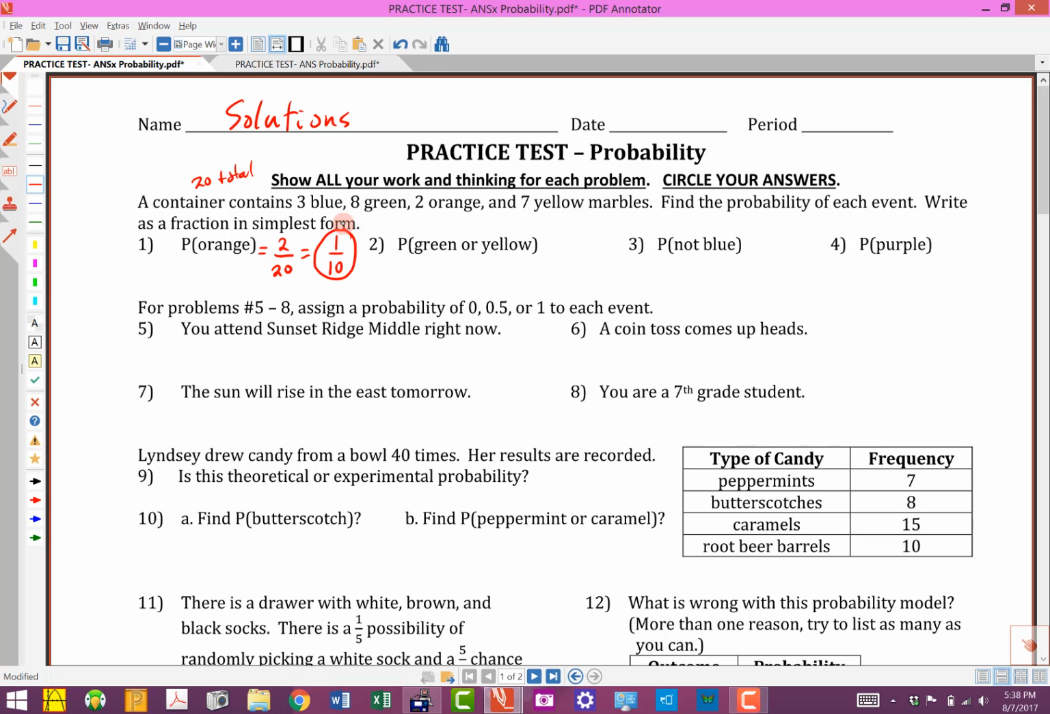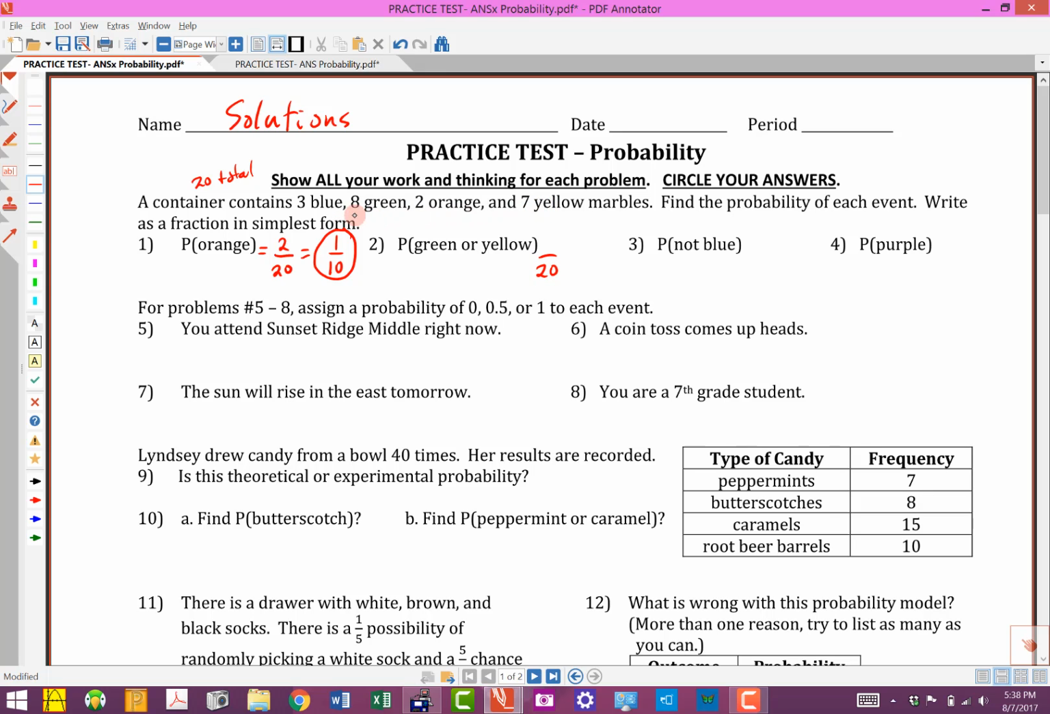And again, just to emphasize, we could write this as a percent, we could write it as a decimal, but we normally don't, because probabilities by their nature are long-term ratios. They're a ratio, they're a fraction. We're going to leave that one as a fraction, and we're going to do the same for almost all of these. Okay, so yellow or green, again, we're comparing that to 20.